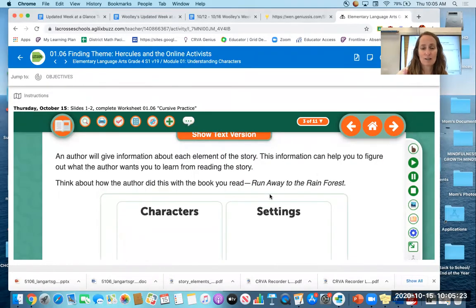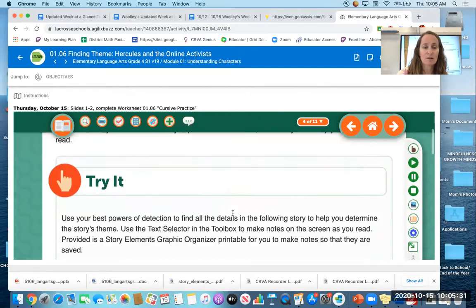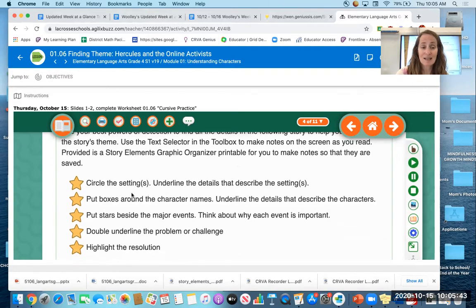Slide 4 is really the one that I want to go over with you. On this slide, detail detection, there's going to be a new story for us down below. And you're not able to do the text selector in the toolbox. It's just for some reason not working on the iPad. It does say circle the setting, put a box around the characters, put stars by the events. So while I'm reading it to you, we're just going to be thinking about all those story elements, checking while we're reading and paying close attention to all those different parts of the story in our head.